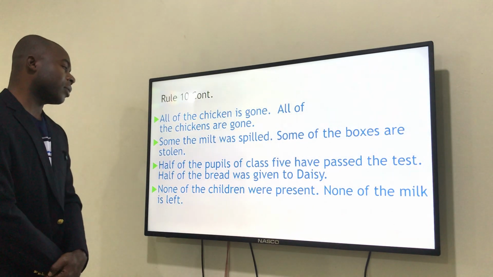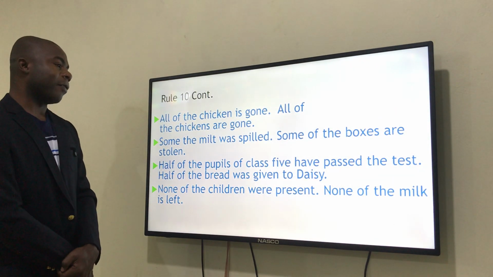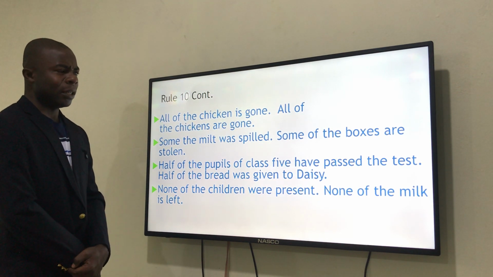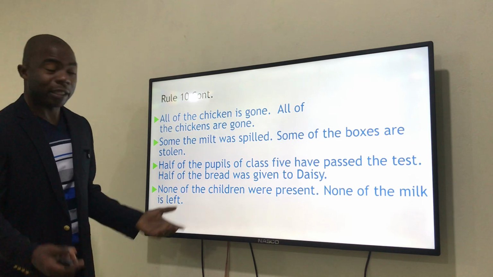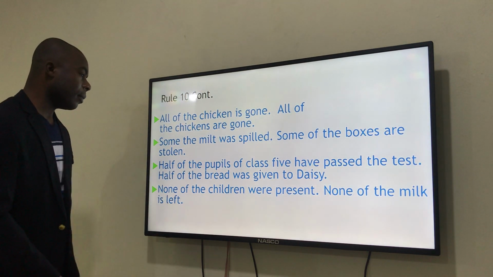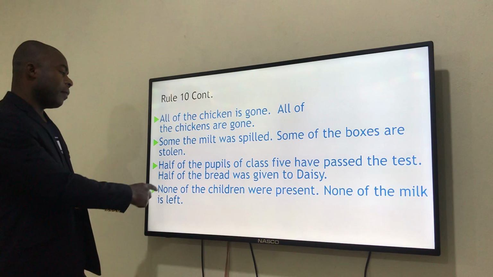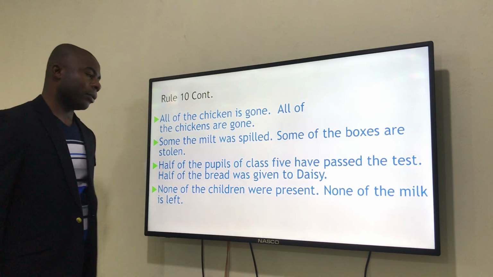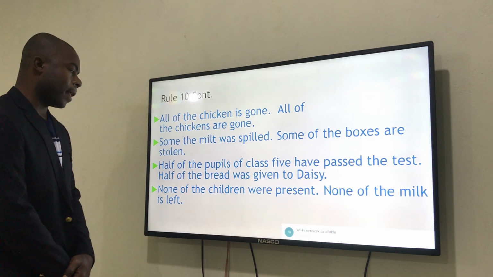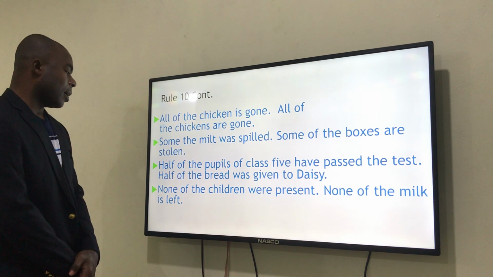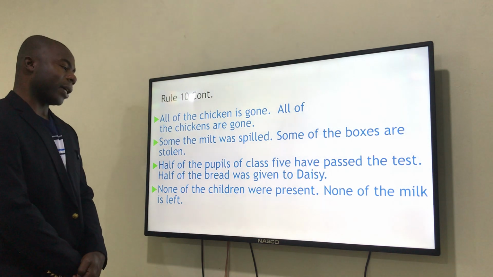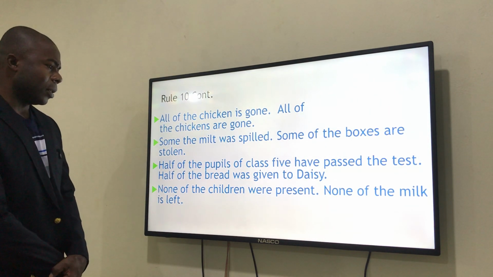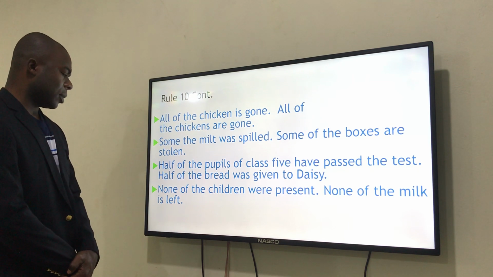Half of the pupils of class 5 have passed the test. Half of the pupils, they could be 20, they could be 18. Half could be of 18, 9, still plural. So, half. Half of the bread was given to Daisy. Bread 1, its half, was given to Daisy. And then, none of the children were present. None of the milk is left.